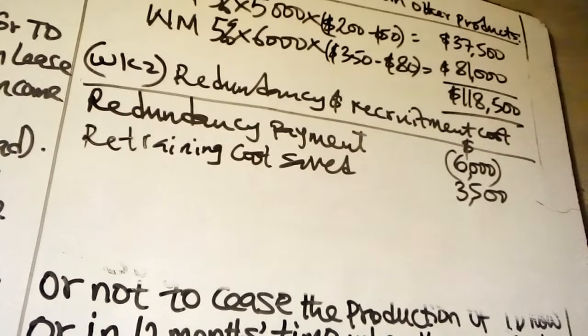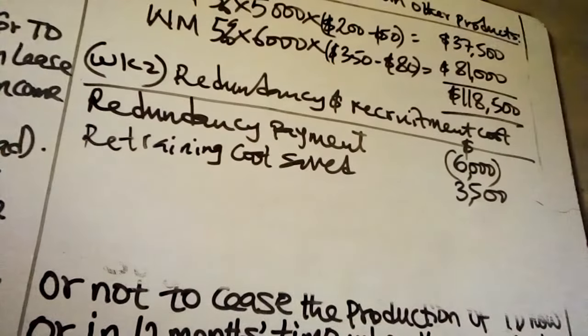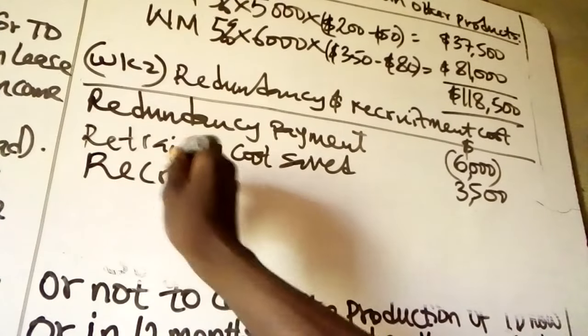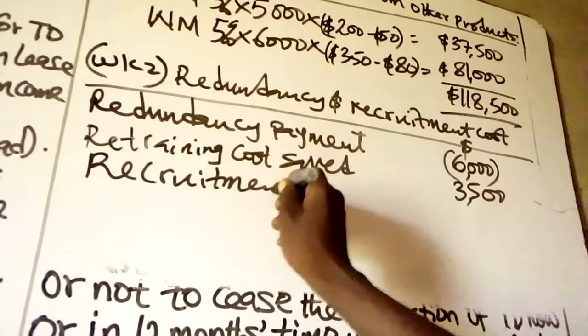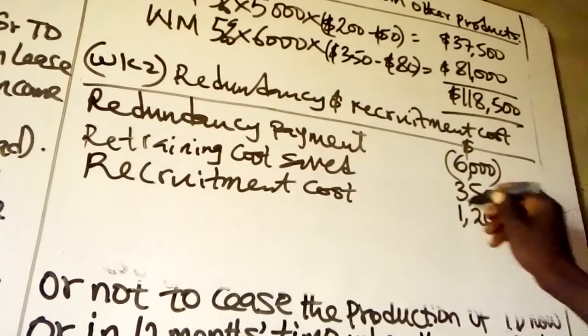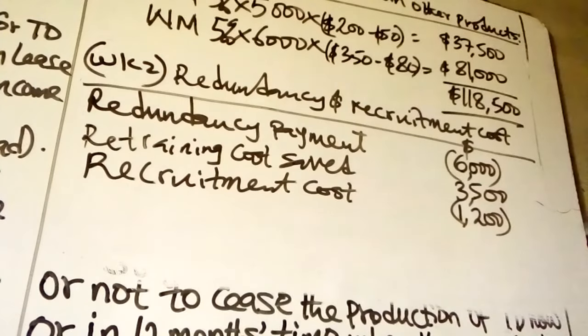Then we also have recruitment and training cost of labor in 12 months' time will be 1,200 in the event that redundancy takes place now. If the redundancy takes place now, then you will need to incur the recruitment cost of 1,200. This is a cost because it's a cost that will be incurred if you cease TD now.